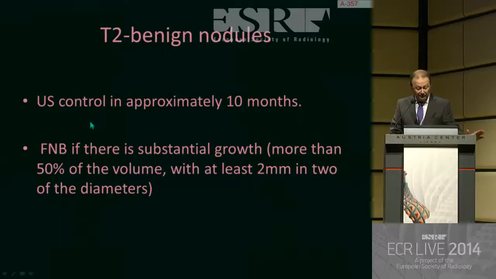Fine needle biopsy, if there is substantial growth, we have seen that benign nodules grow, and we consider to puncture again when they grow. The growth is more than 50% of the volume, or at least 2 millimeters in 2 of the diameters, according to the ATA 2009.